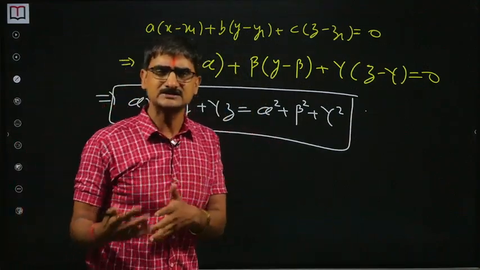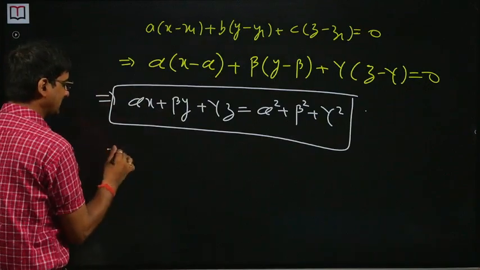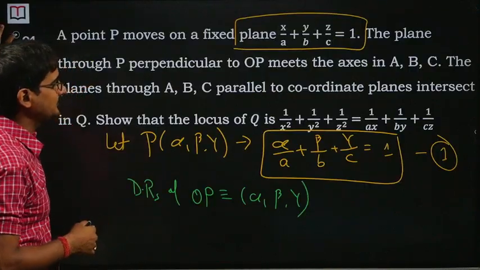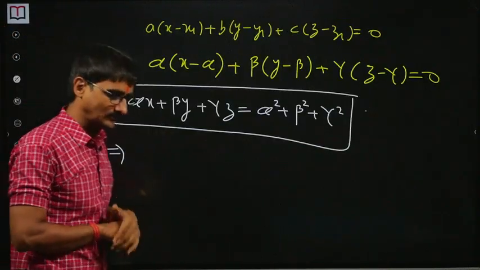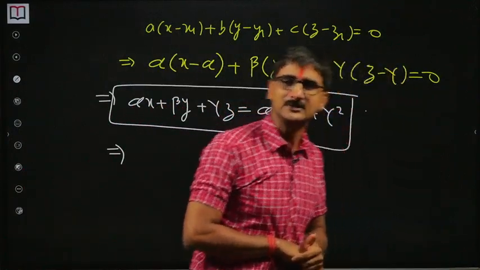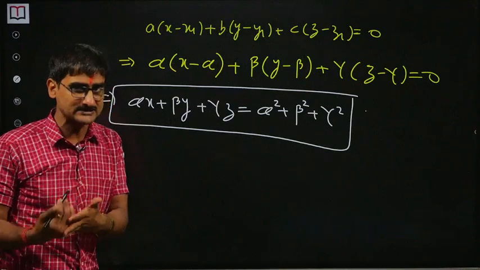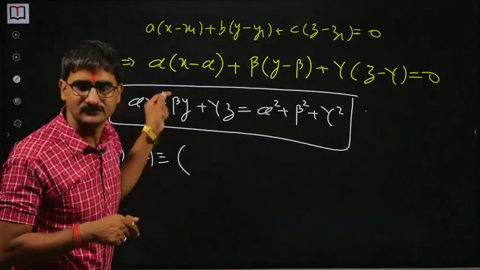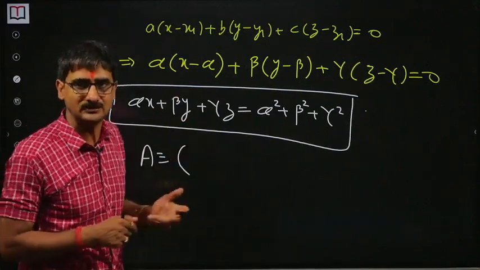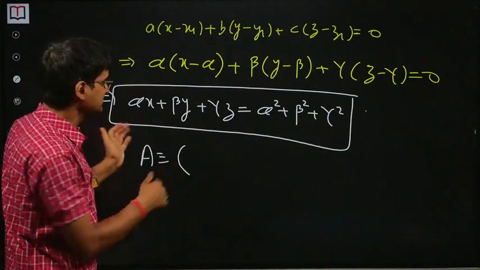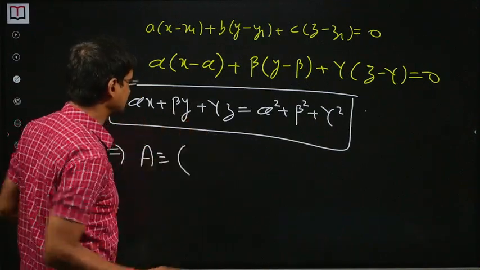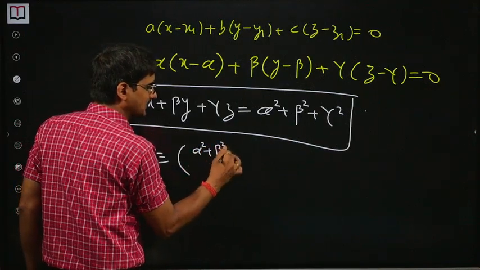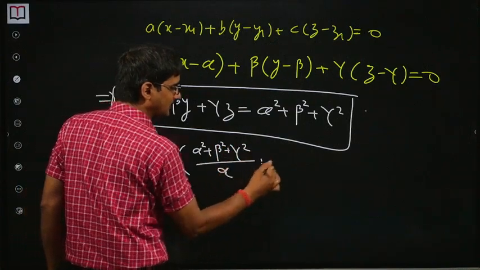Okay, now it intersects the coordinate axes in A, B and C. So let's say it intersects the x-axis at A. On the x-axis, both y and z coordinates are 0. So A is the point of intersection of this variable plane, because alpha, beta, gamma are unknown, the variables, with the x-axis, so y and z are to be substituted by 0. So we get x as alpha square plus beta square plus gamma square by alpha, comma 0, comma 0.